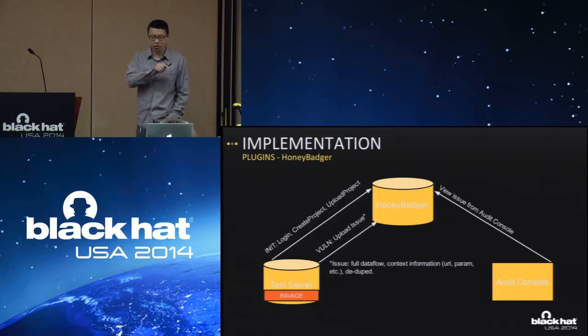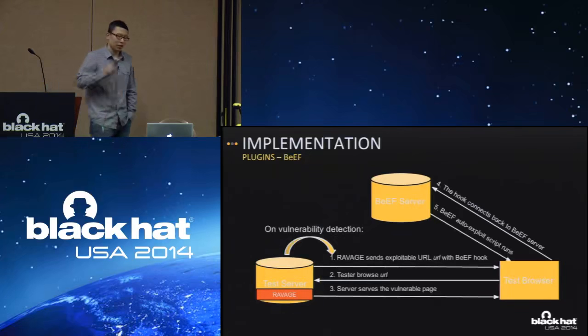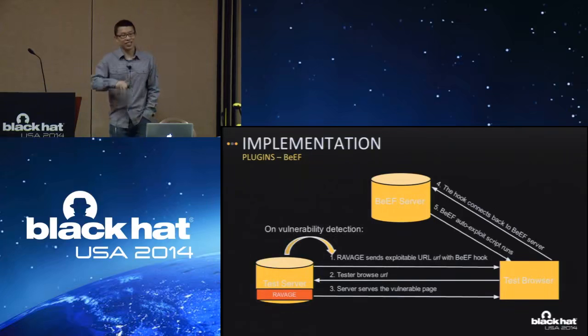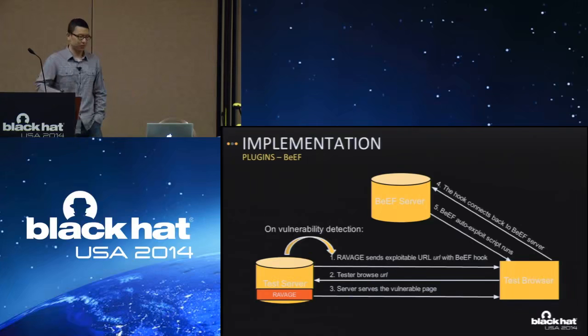So the one that I just showed you quickly is called Honey Badger plugin, which is basically a plugin that gets vulnerabilities and displays them in your browser for you to audit. And there's another plugin that I also showed you. It's called Beef plugin, which after a detection of XSS, is going to generate an exportable URL and send it to the user and phish him.